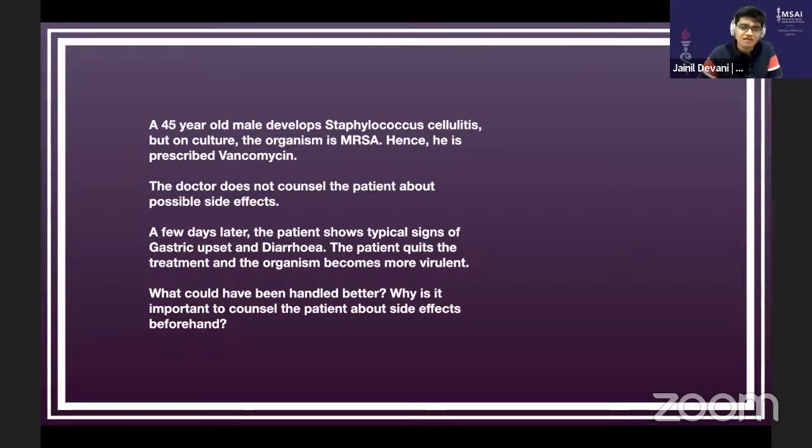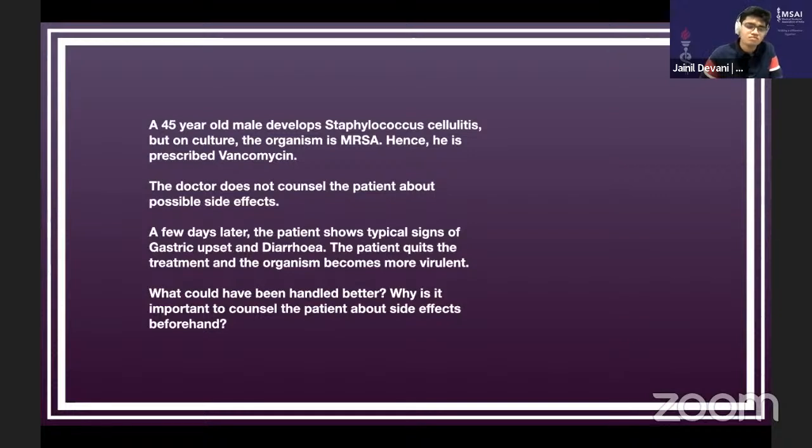What could have been handled better, and why is it important to counsel the patient about side effects beforehand, especially when prescribing drugs such as antibiotics or antimicrobials, which should not be discontinued? So I'd like to direct this question to Dr. Bhavesh Devani and then Dr. Mahesh sir.